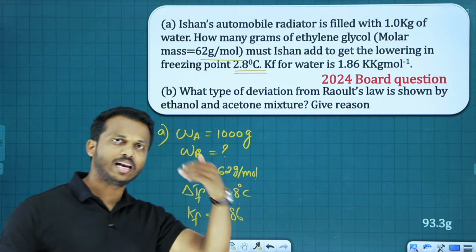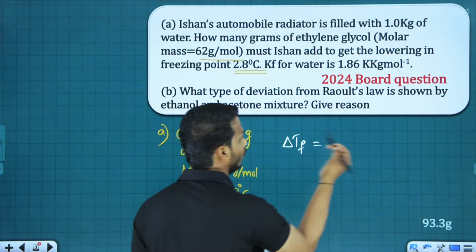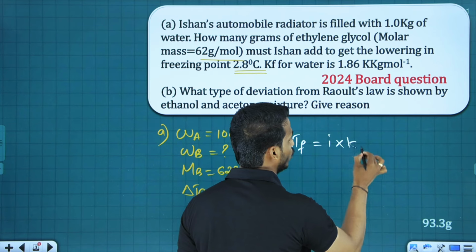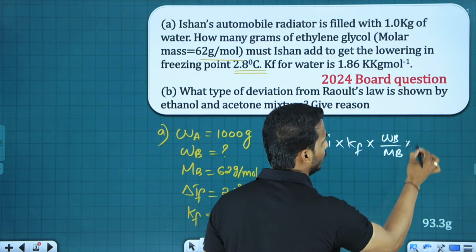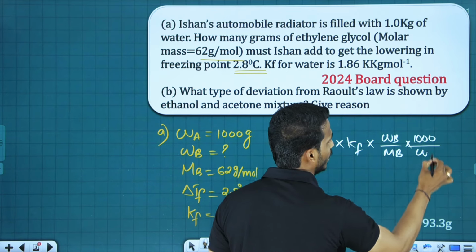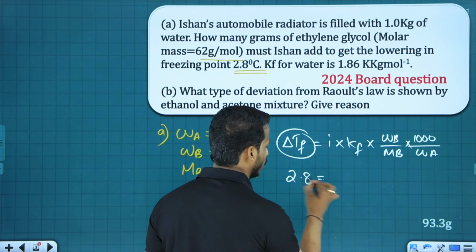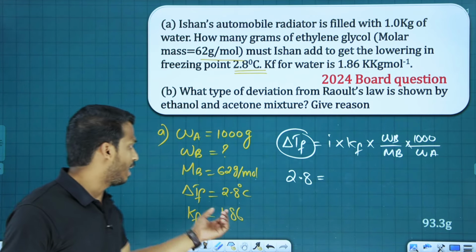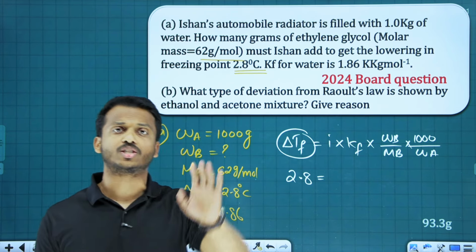Dear all, directly we can apply our numerical equation. What is that? Delta TF is equal to i into KF into molality. That means WB by MB into 1000 divided by WA. So delta TF is already given, 2.8. Okay, see, dear all, delta TF. So you may think, sir, we need to convert this 2.8 degrees Celsius into Kelvin.